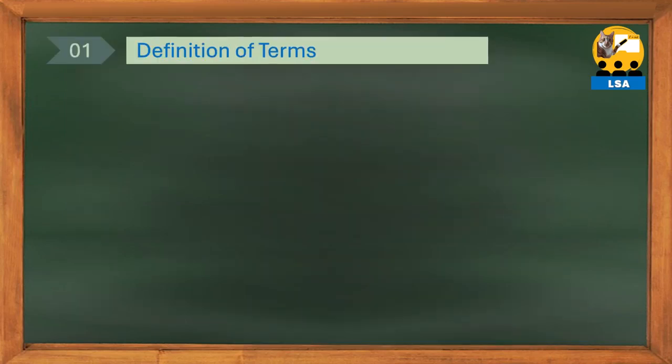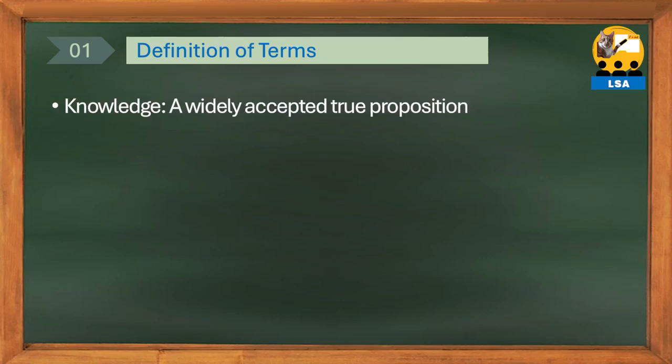We define terms. Terms are the results of abstraction and the starting point of the act of knowing. If you do not understand definitions accurately, the content of knowledge loses its logic and system, falling into confusion. Please understand definitions well. Knowledge. We defined knowledge earlier as a widely accepted true proposition. The phrase widely accepted implies collective or universal knowledge, not just personal knowledge.